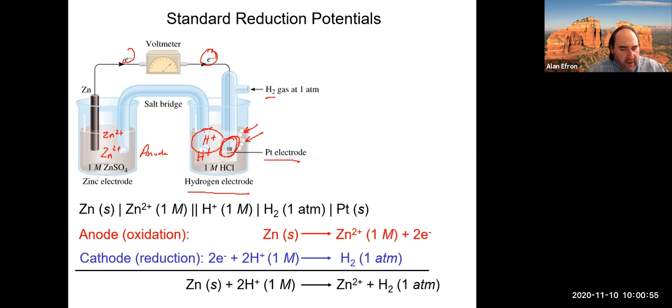So when we look at our cell diagram, we do see a couple of different things in there. We have our anode compartment here, where our zinc is going from 0 in terms of its oxidation state to +2, becoming more positive with 2 electrons being given off. And if we want our overall reaction, this would be a reactant, this would be a product. So you could almost write it that way.